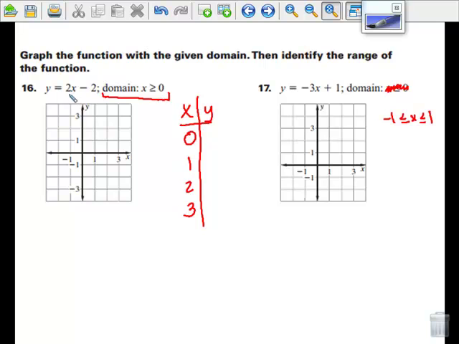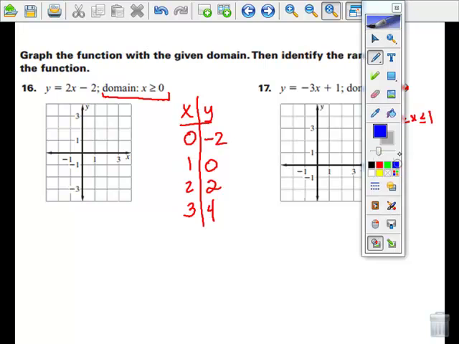Now I'll go ahead and substitute in each x value to find the output, the y value. So 2 times 0 is 0, minus 2 is -2. 2 times 1 is 2, minus 2 is 0. 2 times 2 is 4, minus 2 is 2. 2 times 3 is 6, minus 2 is 4. And now I'll go ahead and plot these points.